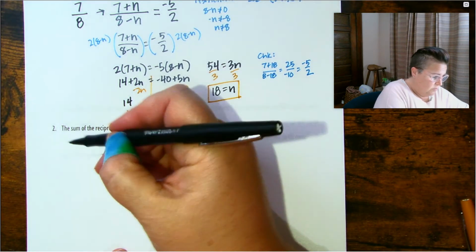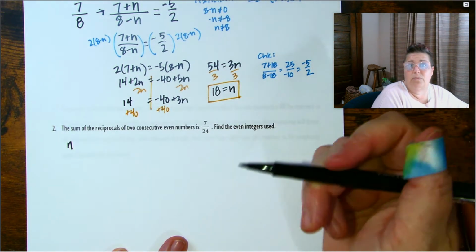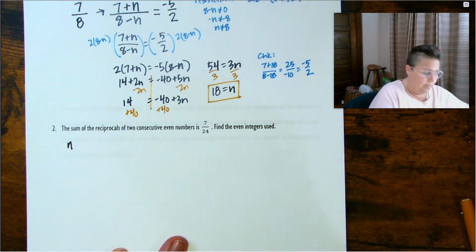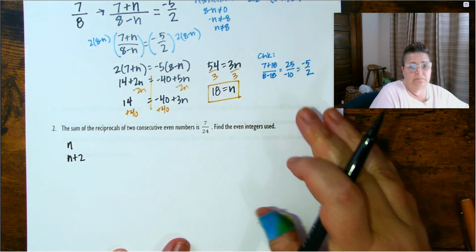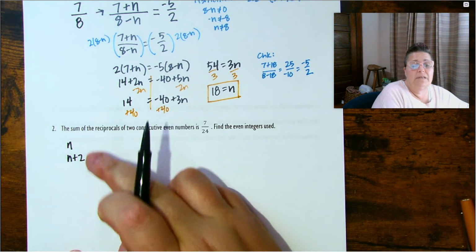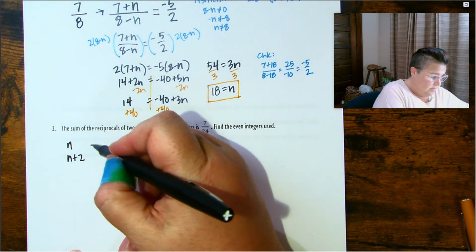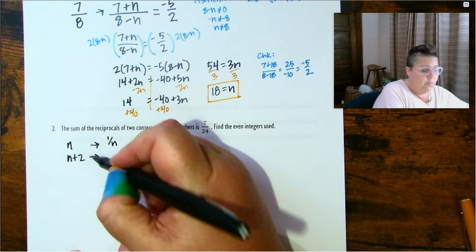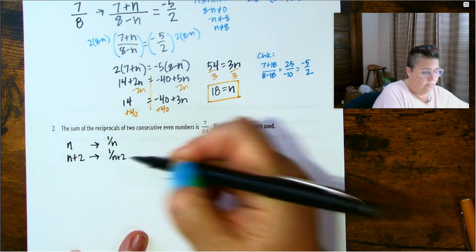So the first one, we're just going to call n. Now, the consecutive number would be n plus 1. But since it's an even number, I have to jump up by 2. So the next one is going to be n plus 2. I don't need these numbers. I need their reciprocals. The reciprocal of n is 1 over n. And the reciprocal of n plus 2 will be 1 over n plus 2.